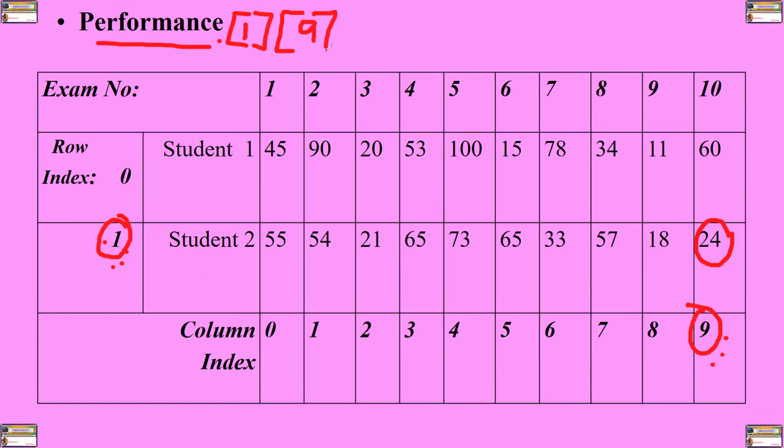That will be the highest subscript. Meaning you are telling the processor: go to the memory location called performance. Index number 1, that means row 2, but column index number 9, which means column 10. So go to row number 2, but column number 10.